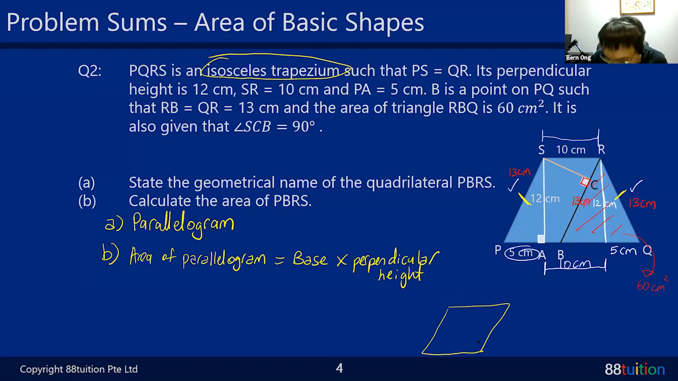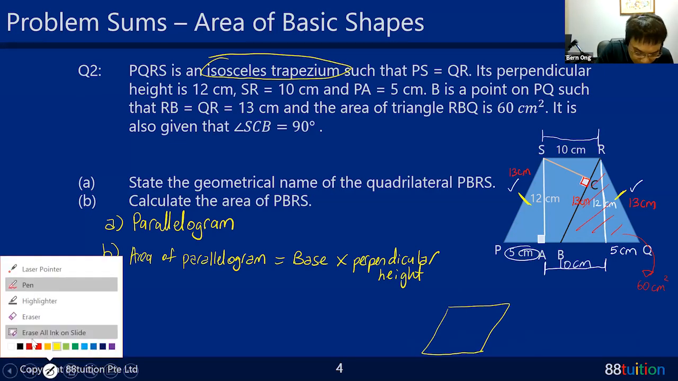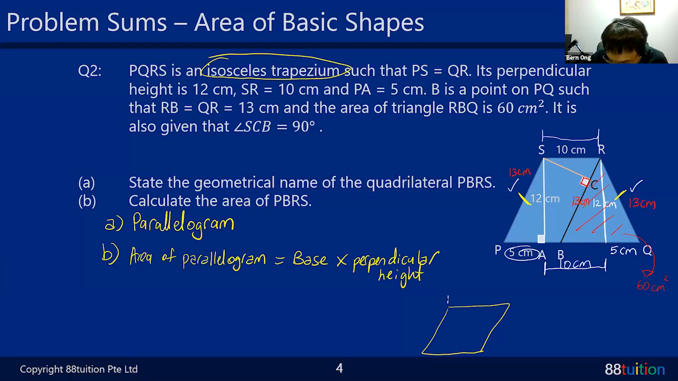I draw a bit fatter one. Where's the base? The base is actually here. I call this the base. And where's the perpendicular height? The perpendicular height is down here. It must be perpendicular to the base. This is called the perpendicular height. So simply take the base times the perpendicular height.